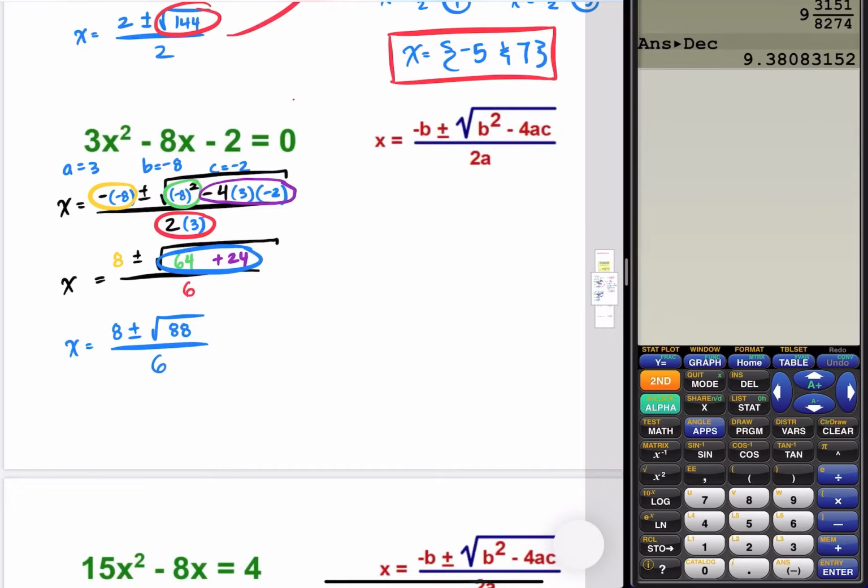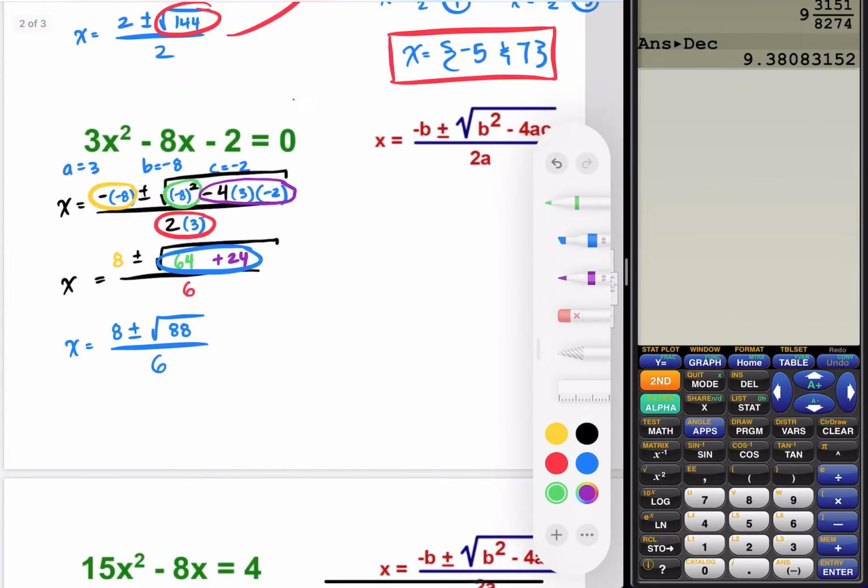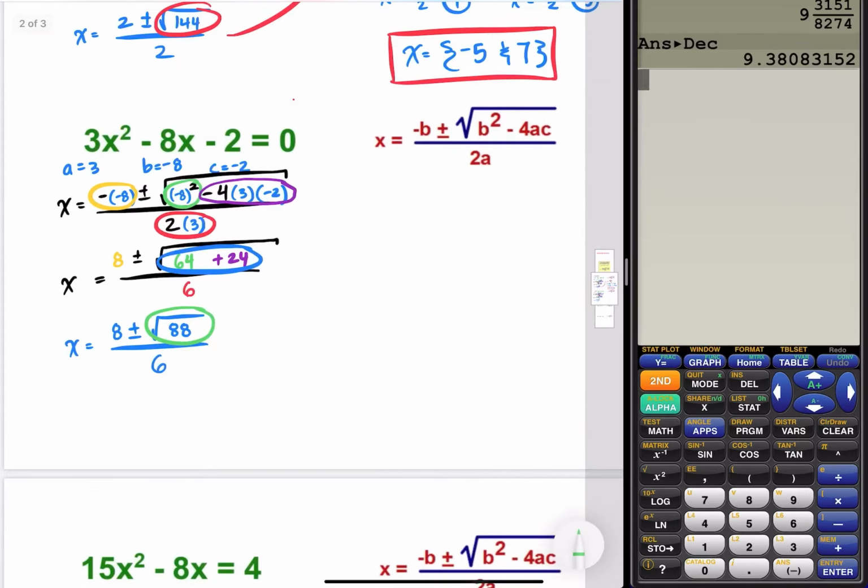So to get that exact value, what I'm going to do is take that root 88. Okay, we can read it as root 88. And we're going to simplify that. I'm going to do a little bit of scrap work right over here. So I want to simplify the square root of 88. Now, if you don't remember how to do that, I'm going to show you really quickly.